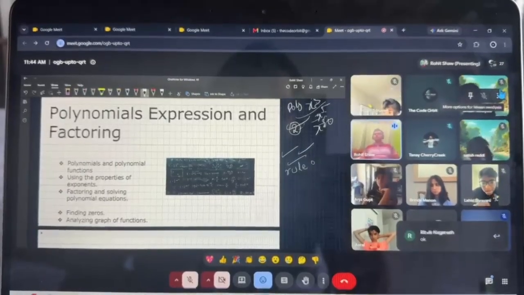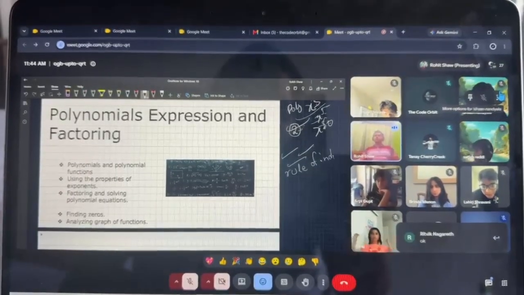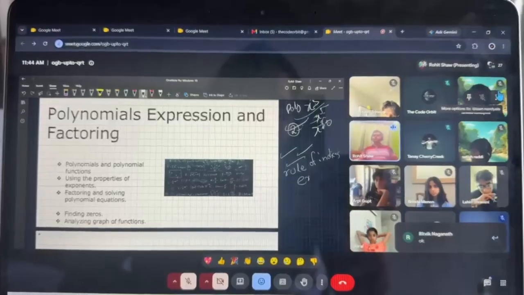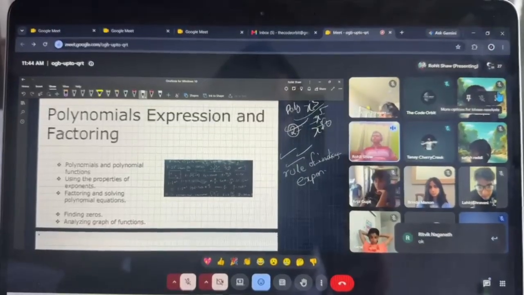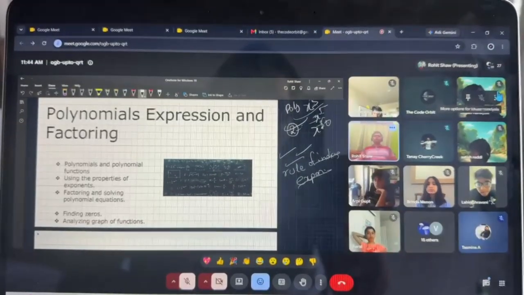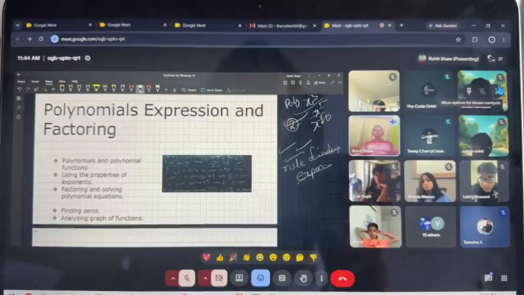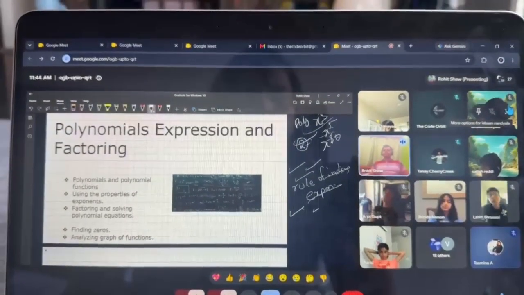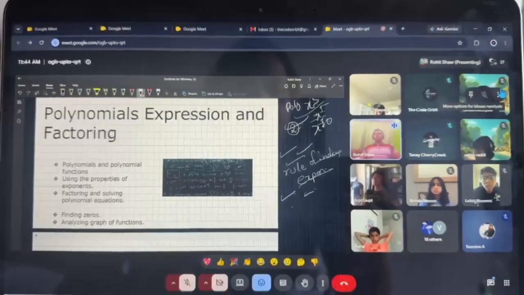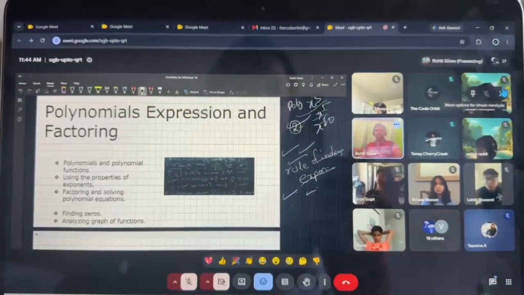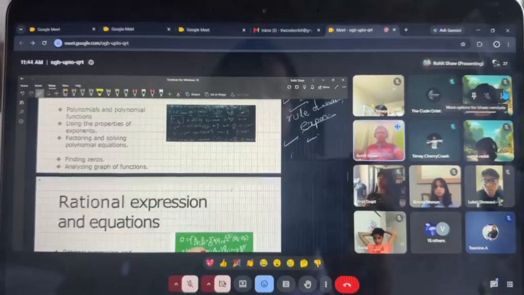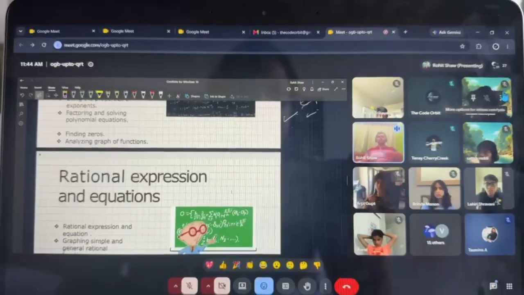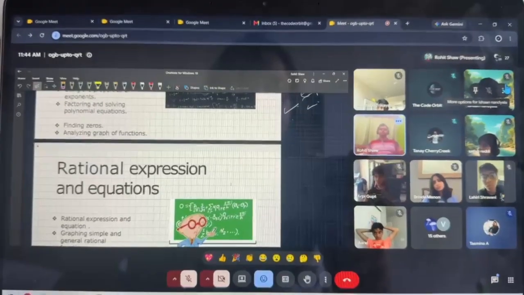We will get to know about the rule of indices, or we can say rule of exponents. We'll get to know what is an index and what is an exponent. I will try to make you understand everything. Then we will find the zeros as well as the poles. What are those? And we will try to plot it in the graph, if you are able to get what I'm teaching.